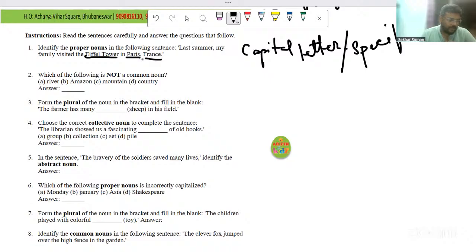So they all have got the capital letters, and they are fulfilling the features of a proper noun. Okay. Let us move ahead with question number 2. Which of the following is not? Please see that a not is provided. Which of the following is not a common noun? Okay. So river, it could be any river. Then again, if you go to Amazon, Amazon could be a river or a forest, whatever it could be. Mountain, again, it's not specified. Country, again, it's not specified.